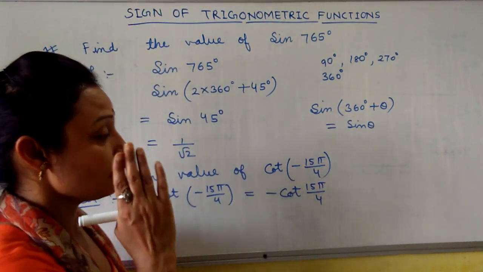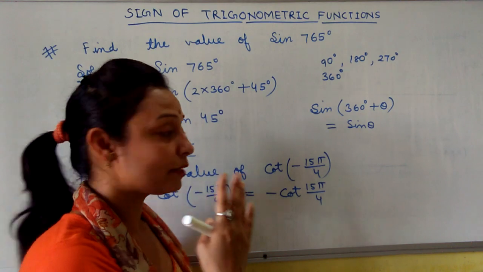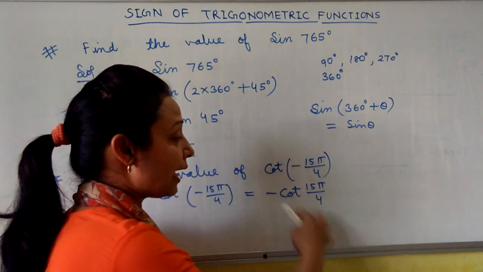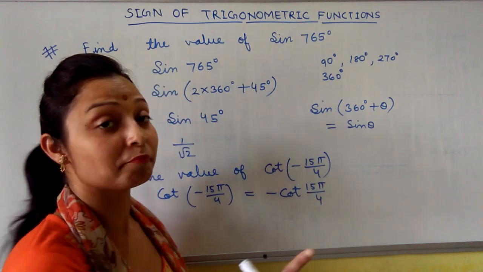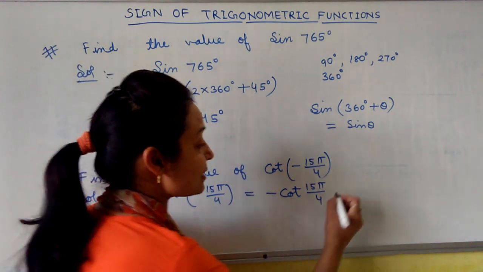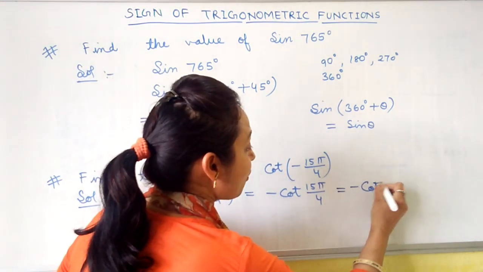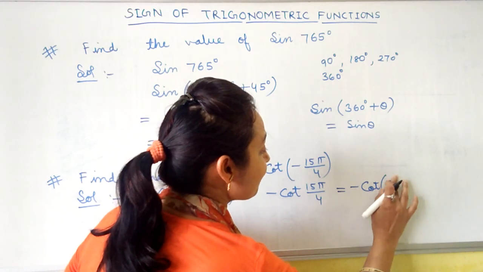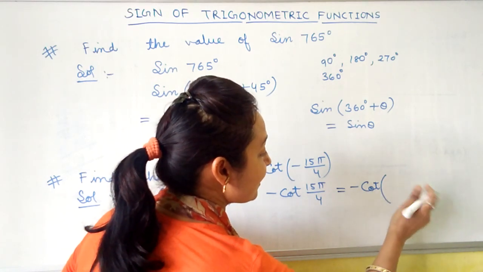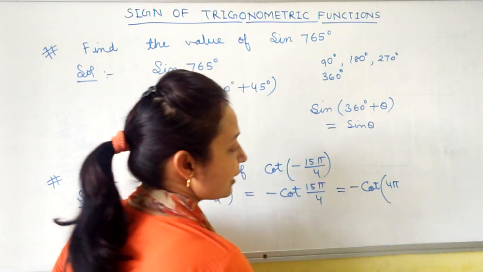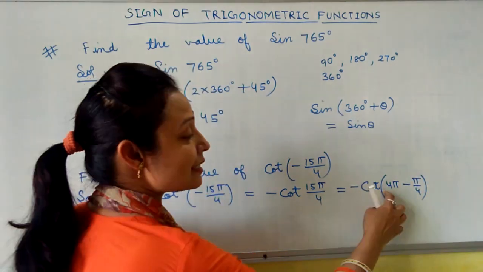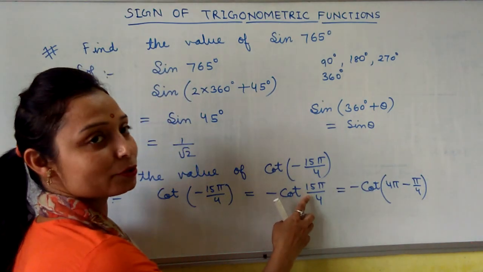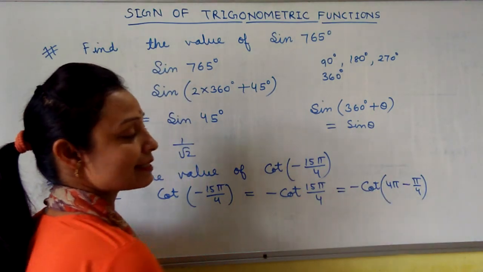Now I will keep in mind the direction in which the addition or subtraction of any two elements becomes 15 pi upon 4. How can we change it? I will write it as cot of 4 pi minus pi by 4. Yes: 4 fours are 16, minus 1, that is 15. So I will change this angle like this.